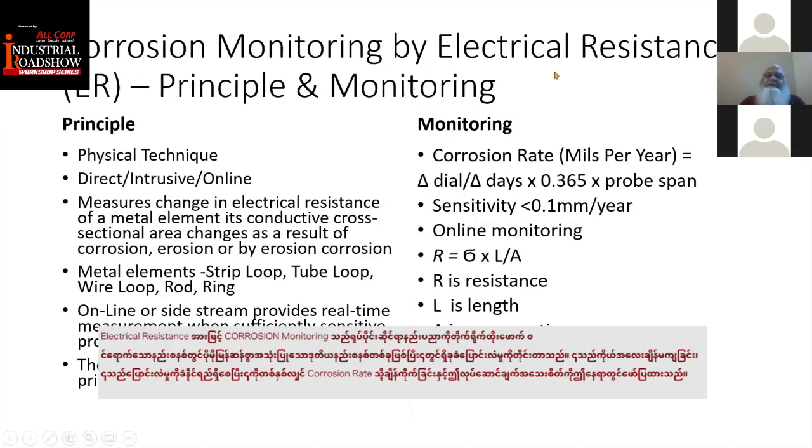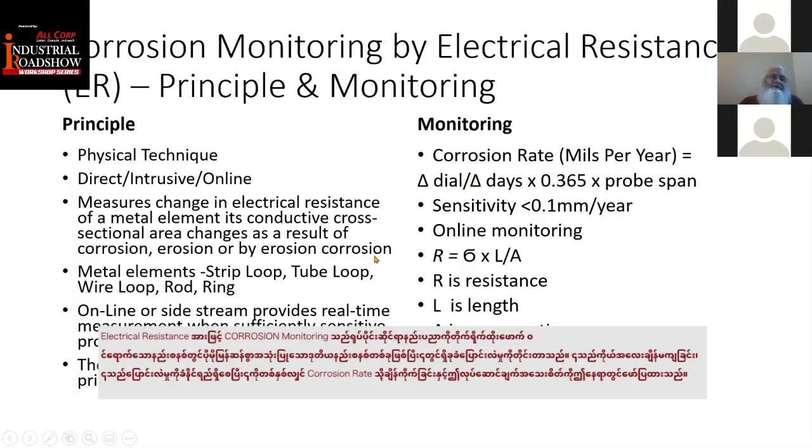Then the corrosion monitoring electrical resistance probe. This is a second technique which we can use in the industry. It is again a physical technique, a direct intrusive technique, and it measures the change in resistance in there. It does not measure the loss of weight, it measures the change in resistance, and that change in resistance is calibrated into the corrosion rate in mils per year. The details are given in here.